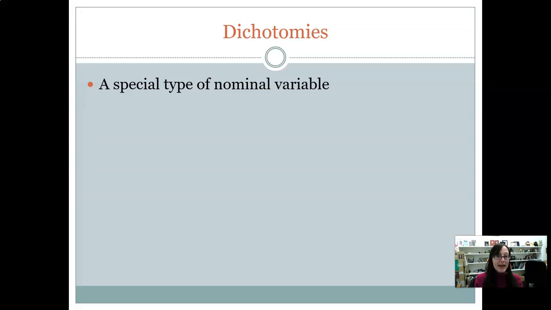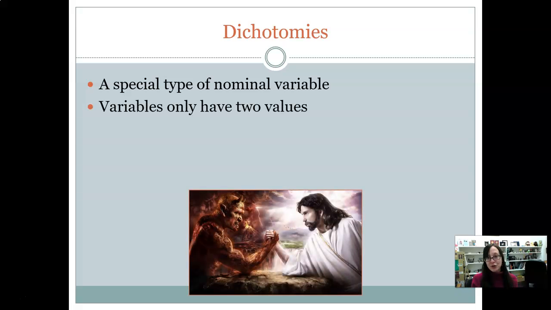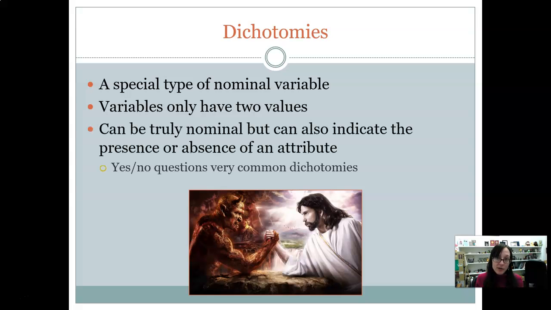Dichotomies are inherently always nominal by definition. If you only have two possible values of a variable, that means it's a dichotomy, which means it's inherently nominal. This is any time your variables only have two values. So this can be a truly nominal variable, something like good versus evil. You have just two categories.